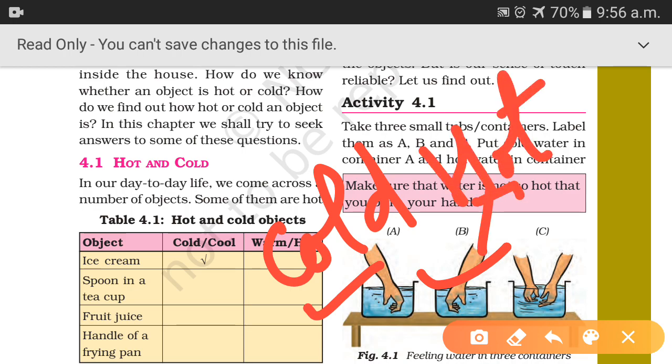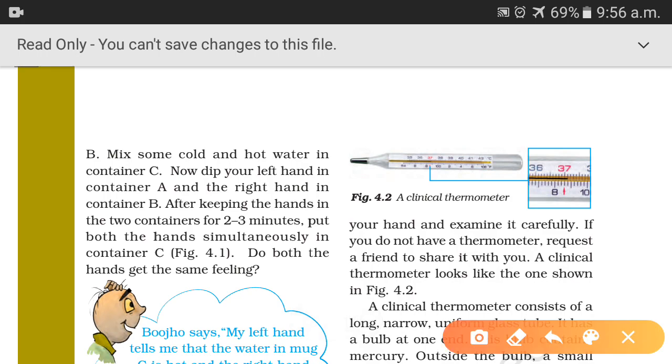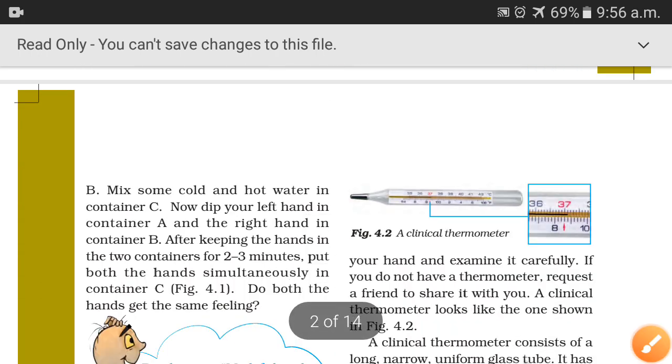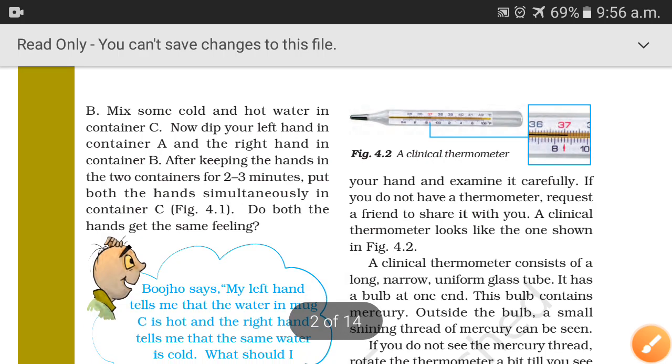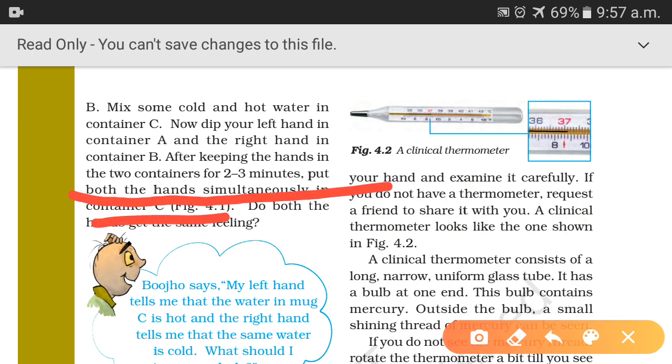And in container C you will mix some cold and hot water. Container C is a mixture of hot and cold water. Now you have to dip your left hand in container A and your right hand in container B. After keeping the hands in the 2 containers for about 2 to 3 minutes, you will put both the hands simultaneously in container C.